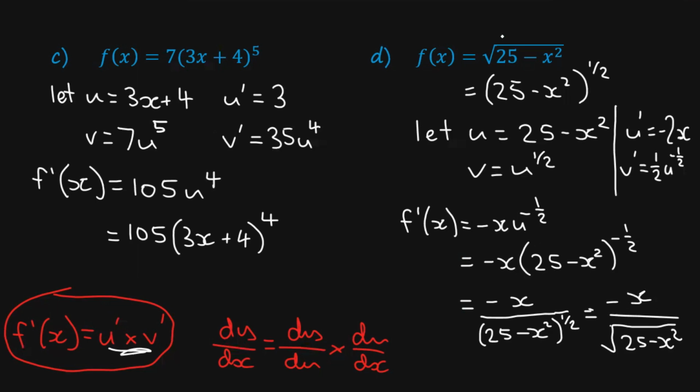So you can see, even if we've got something like this with a square root and all of that, we can still use the chain rule and it'll still get us the correct answer.